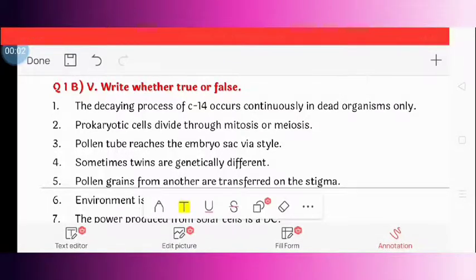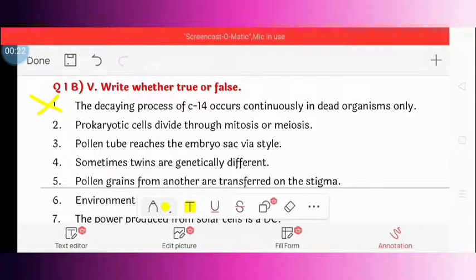Now question number first B, fifth number, write whether the statement is true or false. Now see here, question number first, the decaying process of C14, meaning carbon 14, occurs continuously in dead organisms only. So this statement is false, meaning wrong statement, because the decaying process of carbon 14 occurs from the dead remains of living organisms, not just dead organisms only, but the dead remains of living organisms.